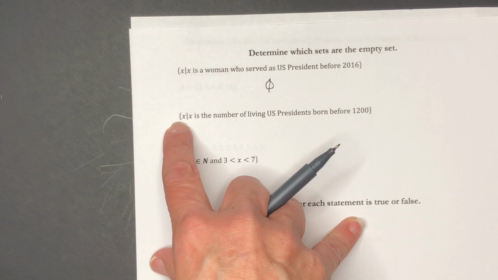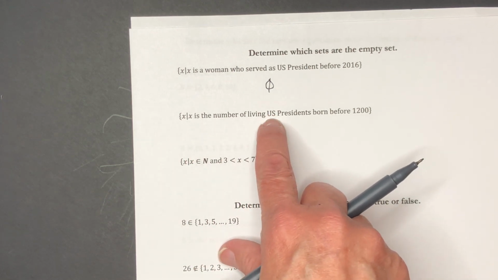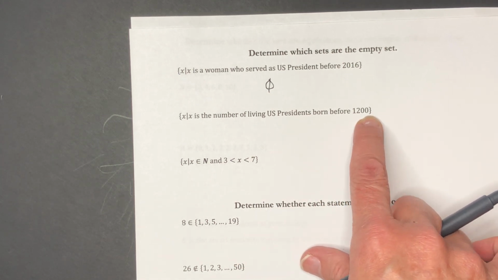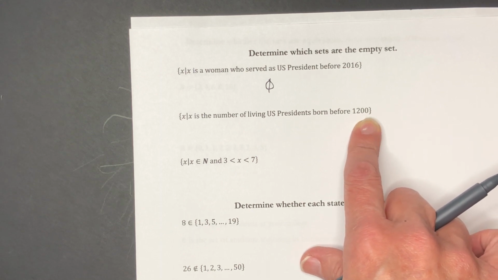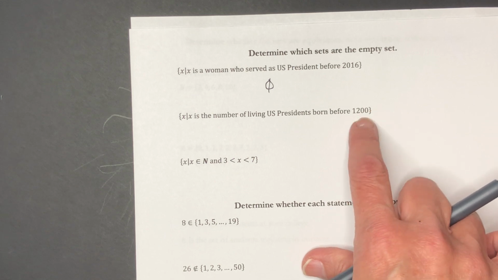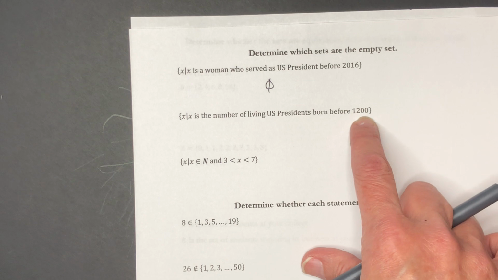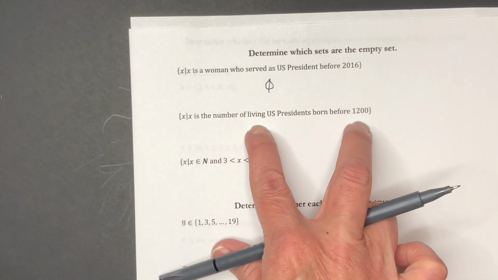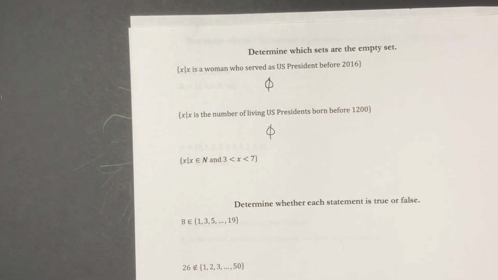Okay. The set of all x such that x is the number of living US presidents born before 1200. Well, the US didn't come into being until 1776, and I know we didn't have anybody born before 1200 who was still alive then, so the answer is going to be no solution. You can even ignore the US president bit here. This is no solution. This is the empty set. Sorry, we also use that for no solution.